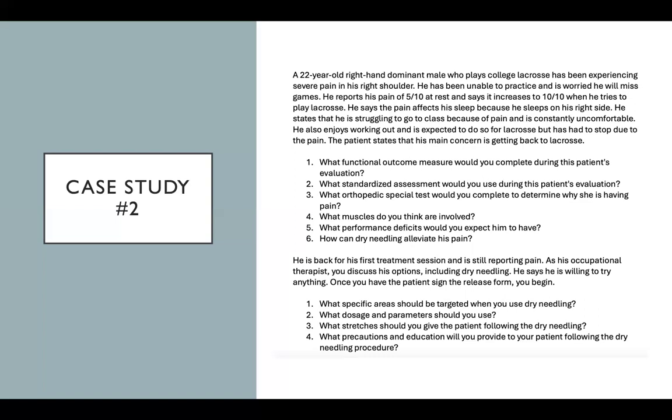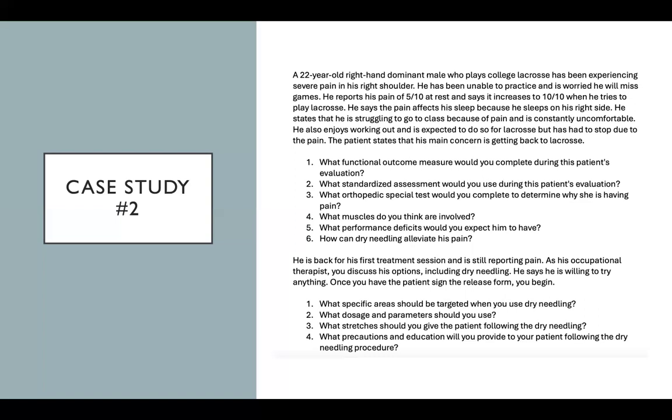What specific areas should be targeted when using dry needling? The bicep and the bicep tendon. What dosage and parameters should you use? Again, low dosage, but since he is a healthy 22-year-old athlete, you may include intramuscular stimulation.